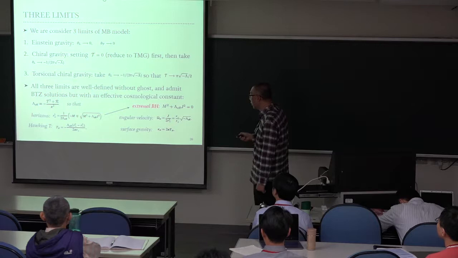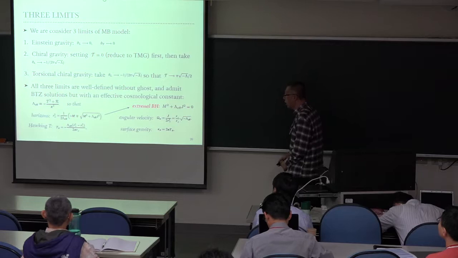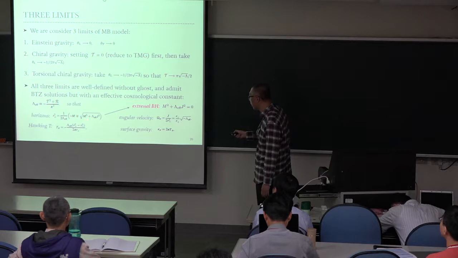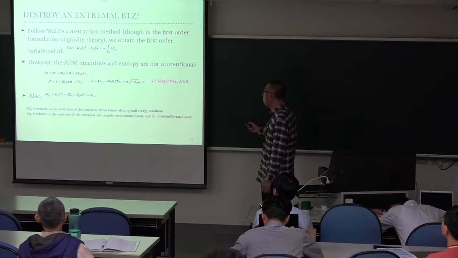And then in this model, actually, we get the BTZ black hole. But now the cosmological constant is changed to the combination of the torsion and this AdS radius or AdS curvature. And then the horizon has this condition. So from here we read that the extreme black hole condition should look like this. Okay, it depends on the effective cosmological constant. Then we can just follow one and go through the check.